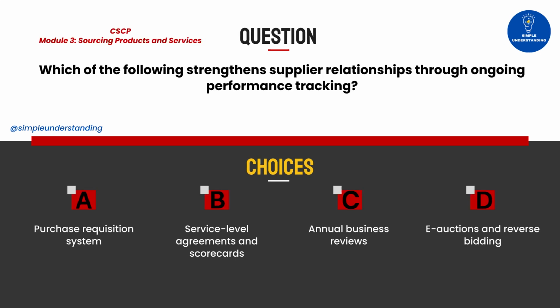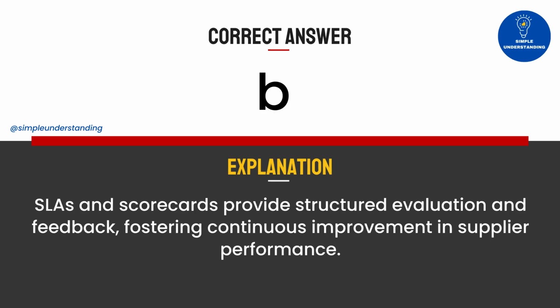14. Which of the following strengthen supplier relationships through ongoing performance tracking? A. Purchase requisition system. B. Service level agreements and scorecards. C. Annual business reviews. D. E-auctions and reverse bidding. Correct answer, B. Explanation: SLAs and scorecards create a structured feedback loop to monitor and improve supplier performance.